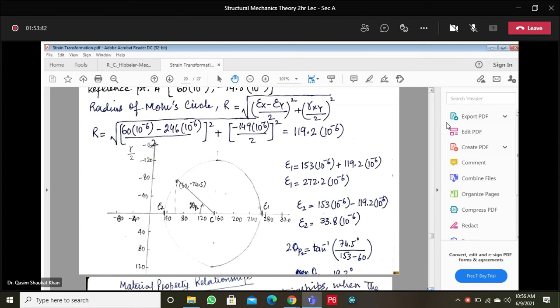The answer with me for 2 theta P1 is 141.4 degrees. 2 theta P1 is 141.4 degrees, and 2 theta P2 is 38.6 degrees.